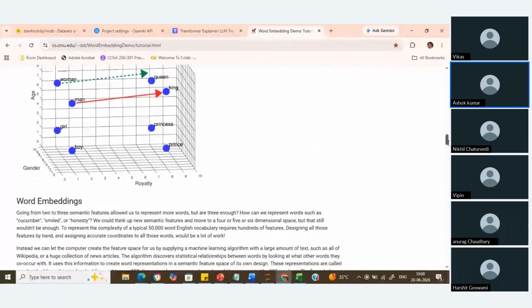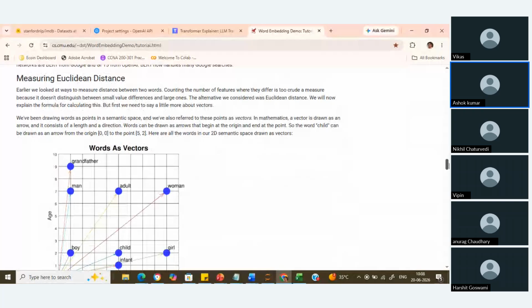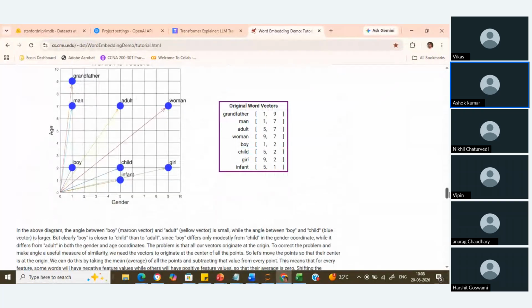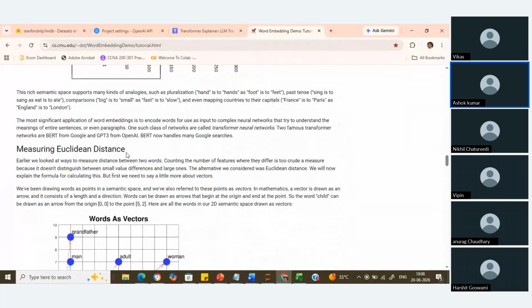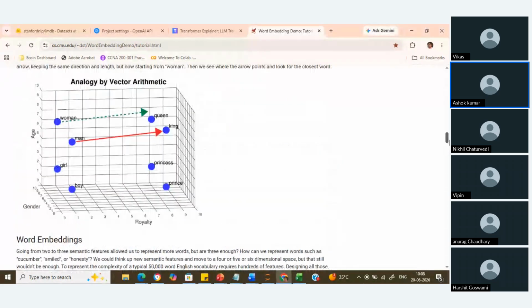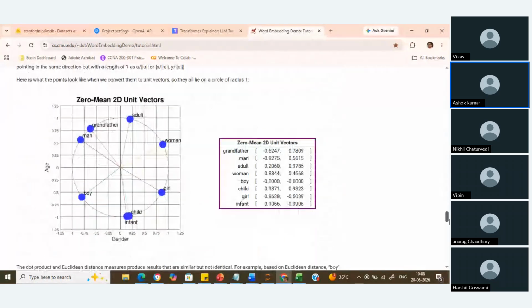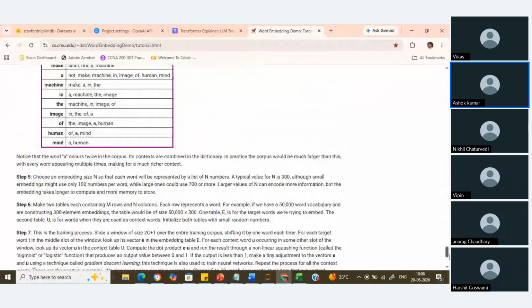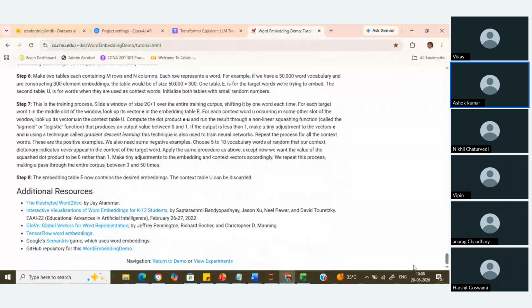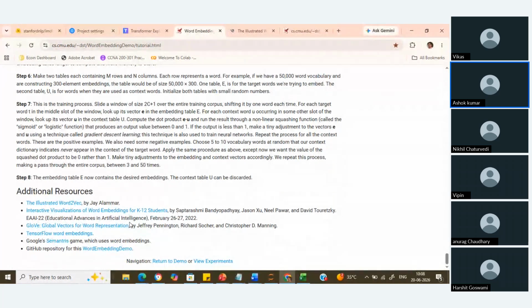We are having one LLM, and we'll discuss these particular things, Euclidean distance and all. But I just want to show these particular things on a website. Word to vector, probably we will be able to see.